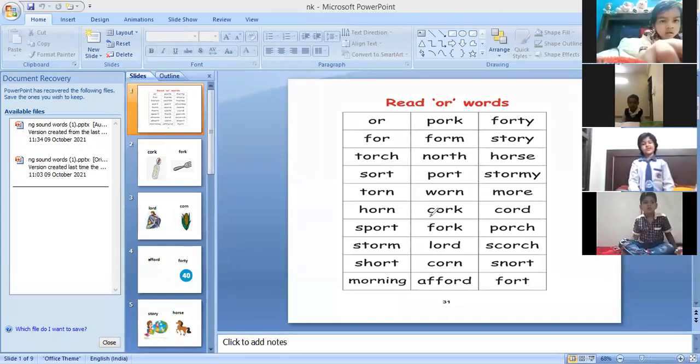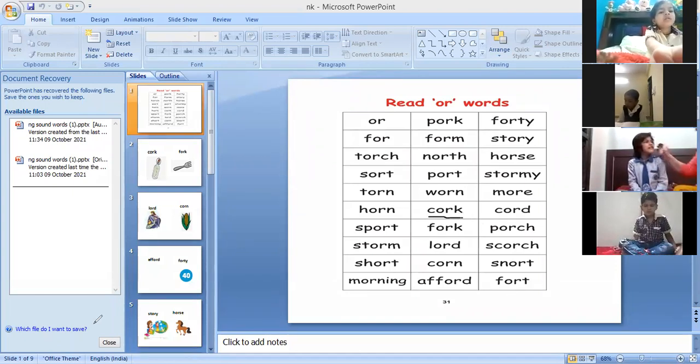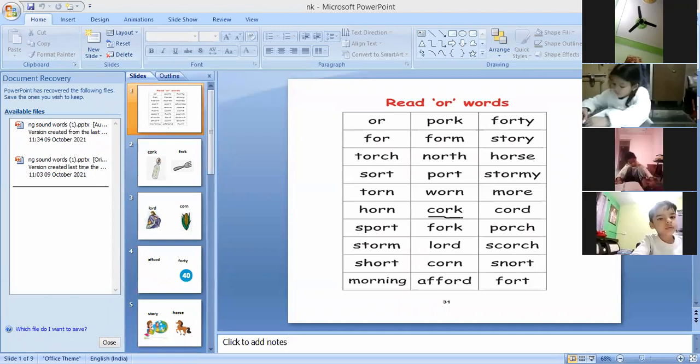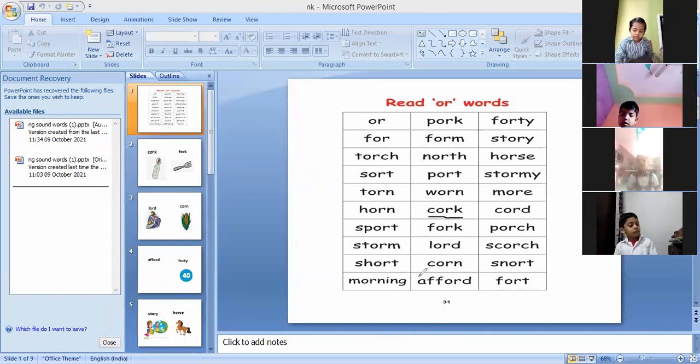K-or-k, cork. Cork. Or k, fork. Fork. L or d, lord.